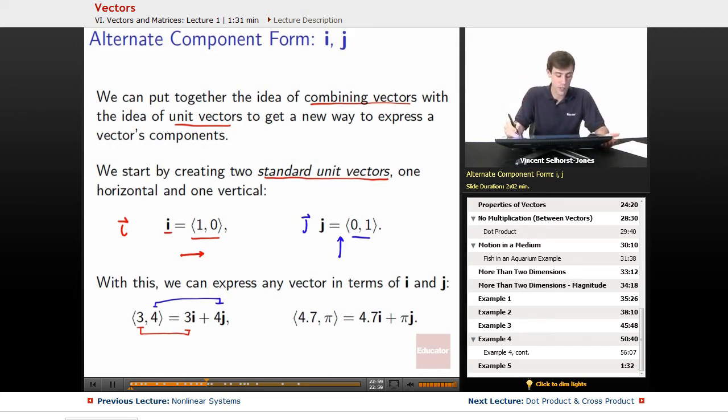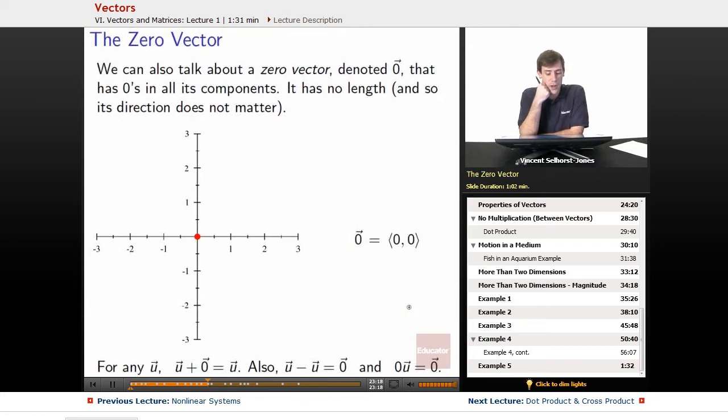And this also works for numbers that aren't just whole integers, because 4.7 times i just scales i by a factor of 4.7, so it'll be in the same place, sorry, not vertically, horizontally. And pi, we can also scale by a factor of pi. As long as it's a real number, we can scale by it, so pi j there. Great.